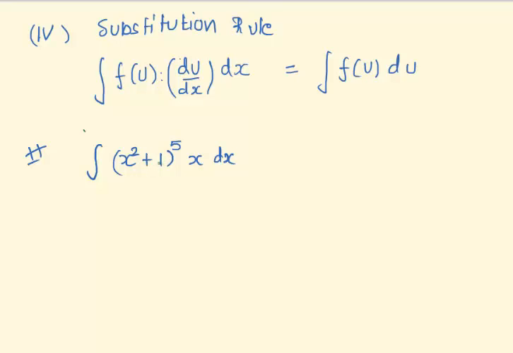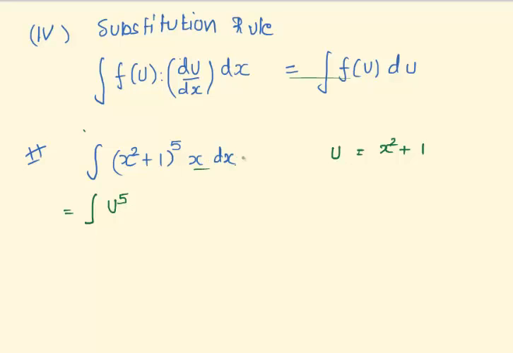X square plus 1 differentiation will be 2x. So we have an x term over here, so it can be converted into this form. So let's say we have u equal to x square plus 1. Then this integration will start to convert into u, and the first term will become u to the power 5. Now let's see what x dx can be substituted for.